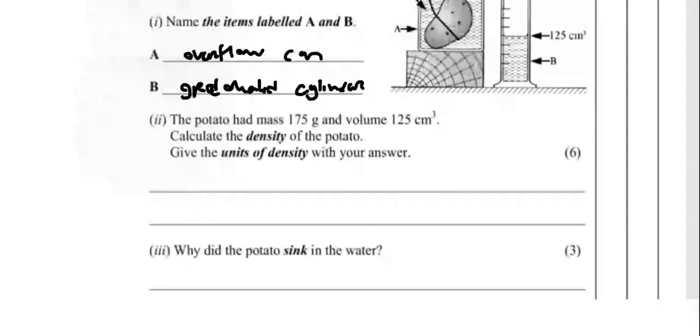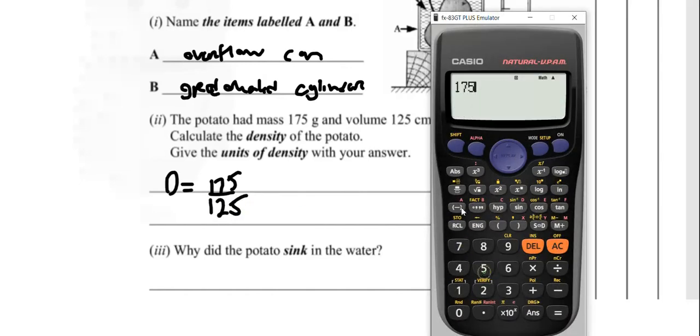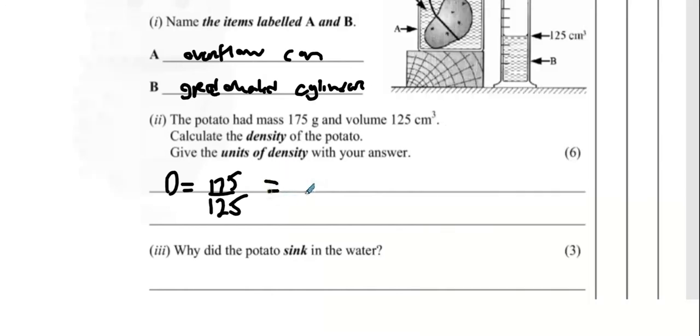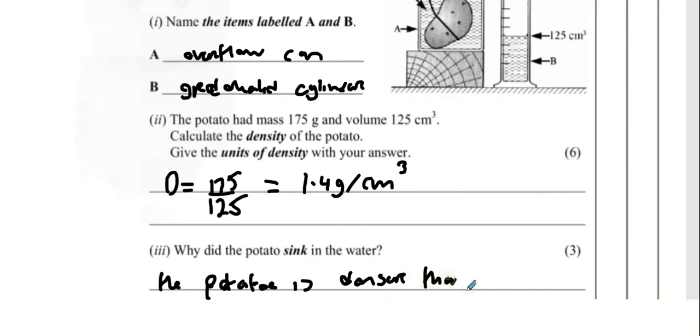The potato has a mass of 175, so we've got to calculate density. Density equals 175 over 125, which is 1.4. Why did the potato sink in water? Because the potato is denser than water. Okay.